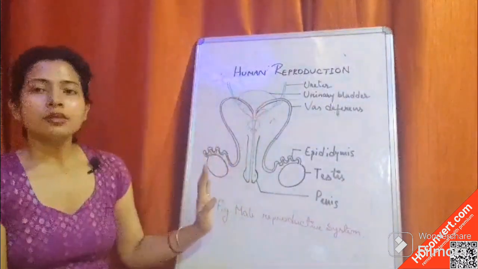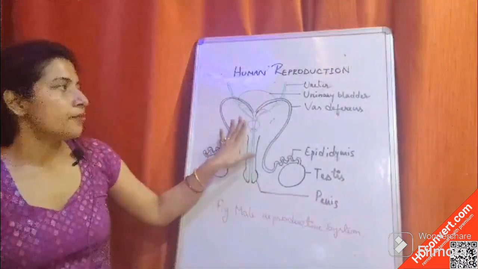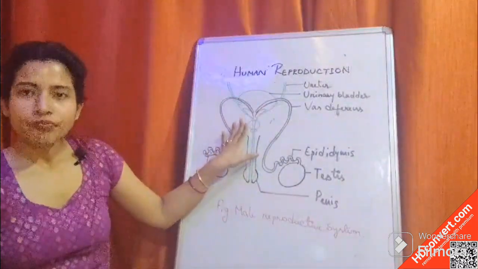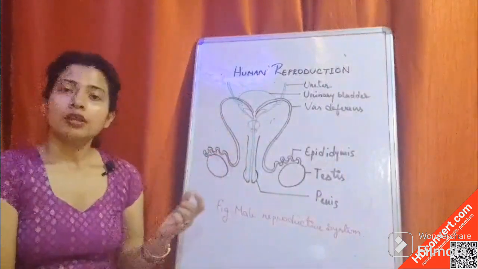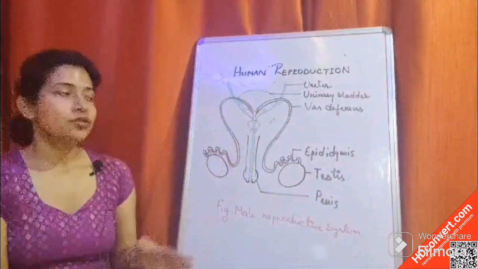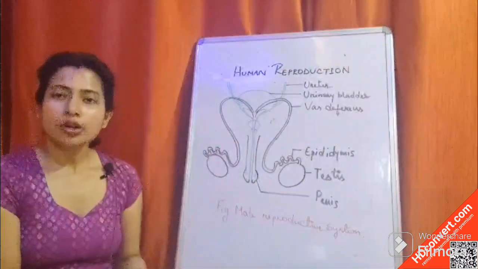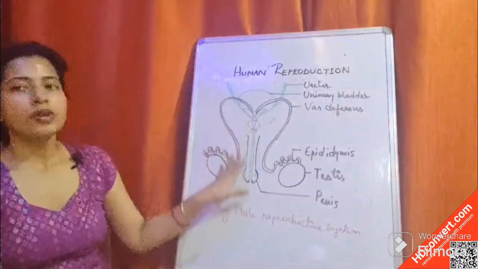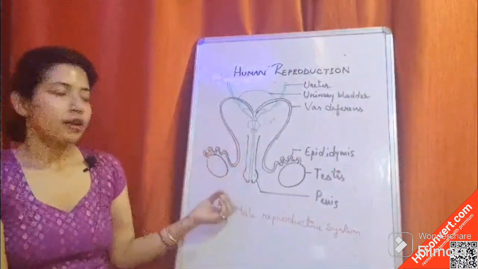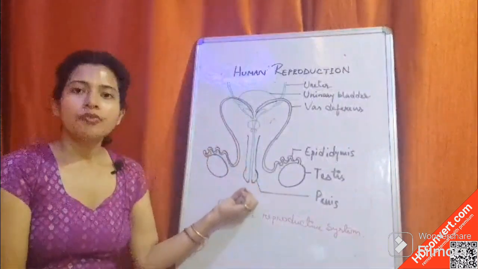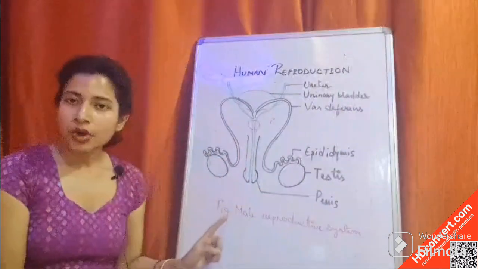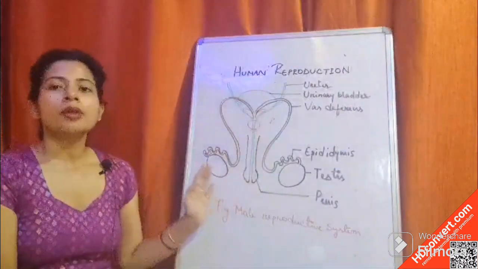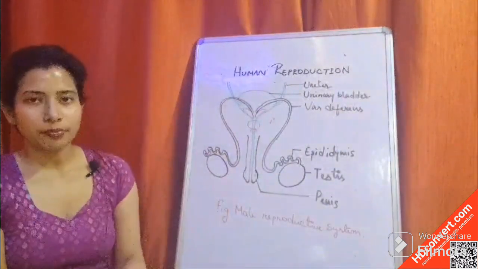So the green color part is separately drawn here. It is the excretory system or urinary system. In case of male, the urinary system and the genital system are merged. You can see here the urinary system and genital system merged, and the flow of urine and the flow of sperm follow the same pathway. That's why the whole is termed as urinogenital system.